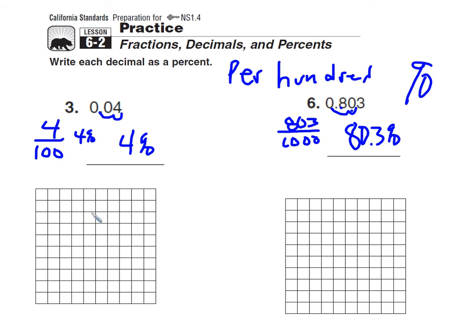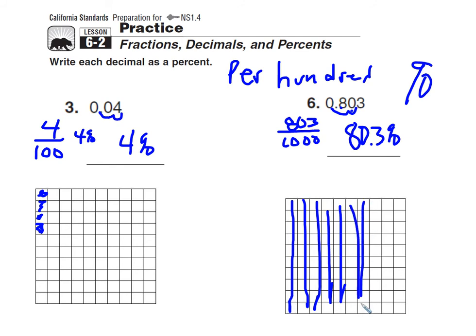Now this one's easy. If this square represented 1, and it was cut into 100 pieces, each little square would represent 1%. So 4% of the square would look like this. And this one, 80 and 3/10%. Well, 80% would look like this, I'm not going to color the whole thing in. Then 3/10% would be 3/10 of this square right here. So half would be right about the middle, so it would be about that much. 80 and 0.3%.